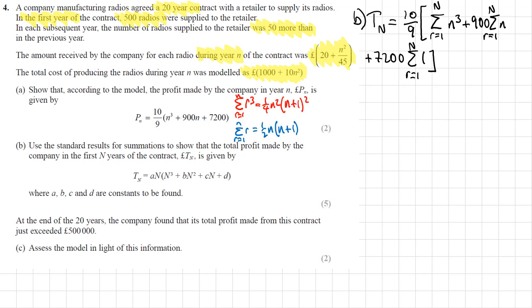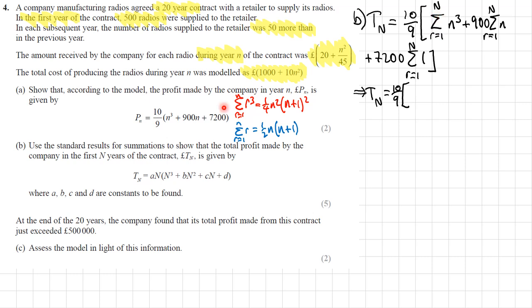So I'm going to be using these summations here. Now the one in red is normally in the formula book. So the sum of r cubed, and then the sum of r, this one you need to know, basically the sum of natural numbers. Right, let's write down what this gives us then. So this sum is going to be equal to 10 over 9. And then we've got this sum of r cubed, or n cubed, from r equals 1 here to big N.